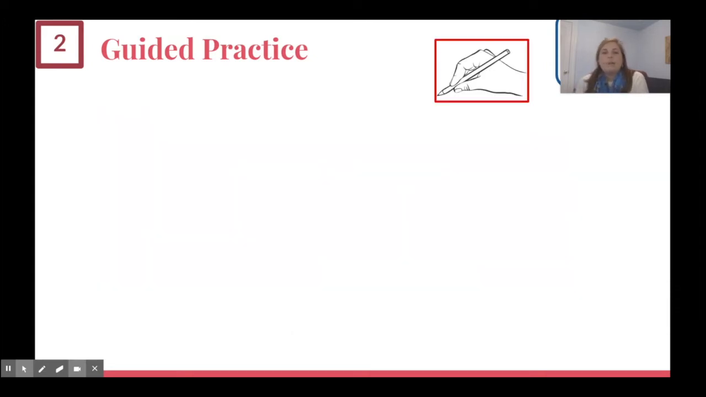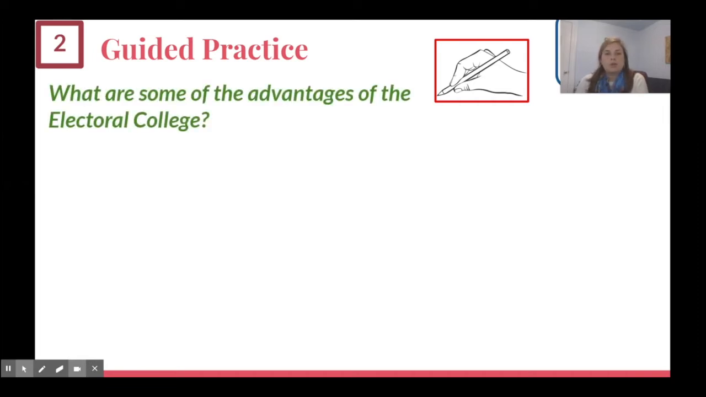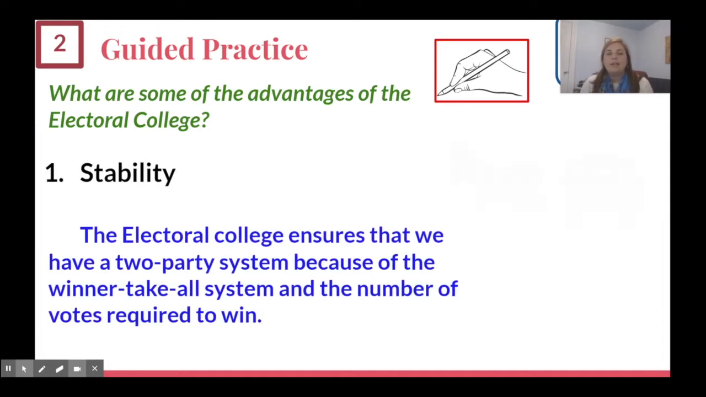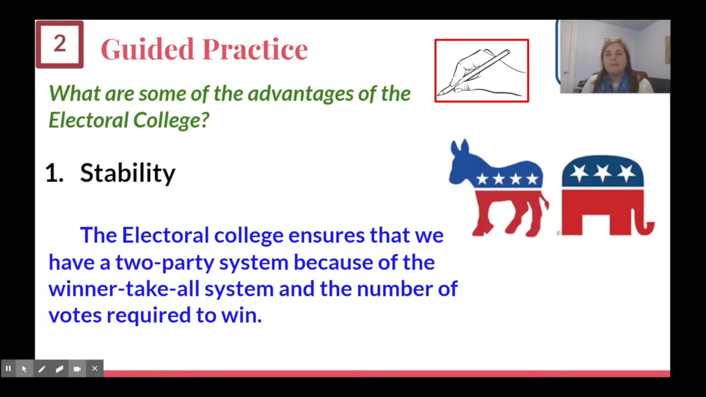So let's start with talking about why a lot of people do support the Electoral College. What are some of its advantages? Well, one reason is because it creates political stability. Having the Electoral College really lends itself to a two-party system because of our winner-take-all system and the number of electoral votes you have to win. So it would be nearly impossible for a third party, which is one of those smaller minor parties that tends to focus on just one or a few political issues, to get 270 electoral votes or even to win a popular vote in even one state.